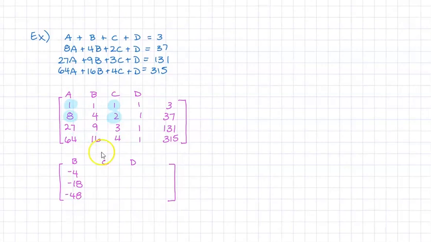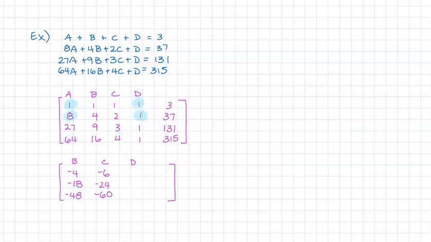Then we go over to the C column and it's 1 times 2 minus 1 times 8. So that's negative 6. Then we have 1 times 3 minus 1 times 27, and that's negative 24. And then we have 1 times 4 minus 1 times 64, and that's negative 60. And then that finishes up the C column.